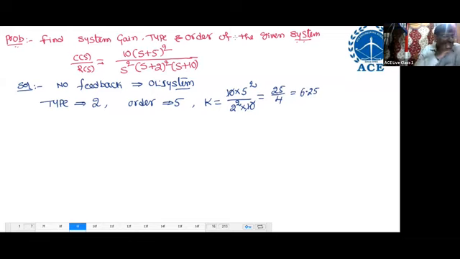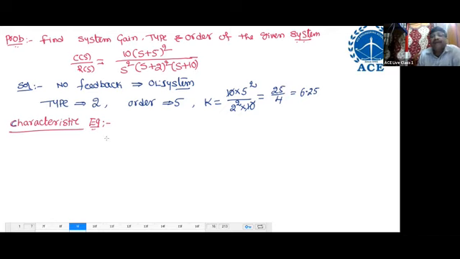Okay, next. Let's go for the characteristic equation. What is the characteristic equation? Anybody? It is the denominator of the transfer function, made equal to 0. Then it is called a characteristic equation.